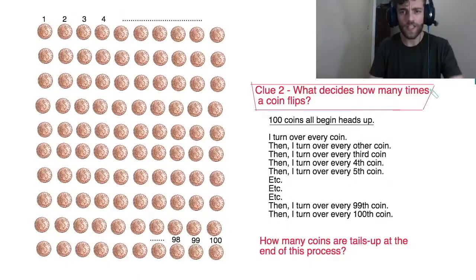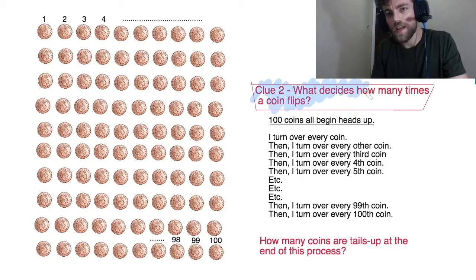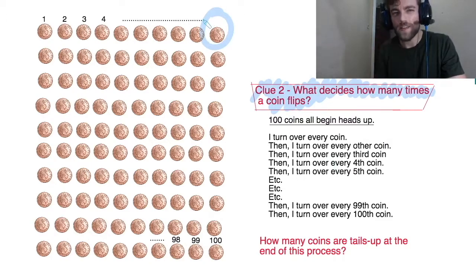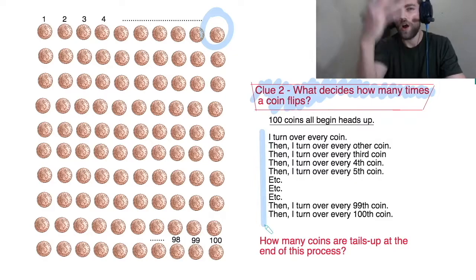Feeling like you're almost there but can't quite get to the solution? Welcome to the joy of maths. Here comes clue number 2. Try to think about what decides how many times a specific coin flips. Let's take coin number 10 again, and try to think about what property of the number 10 decides how many times it flips after carrying out this whole process.